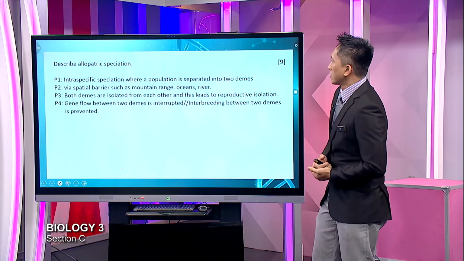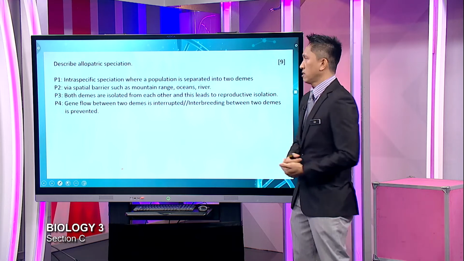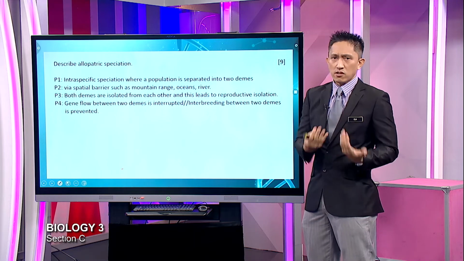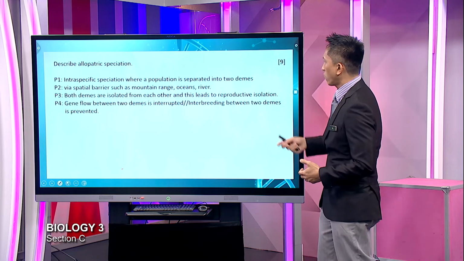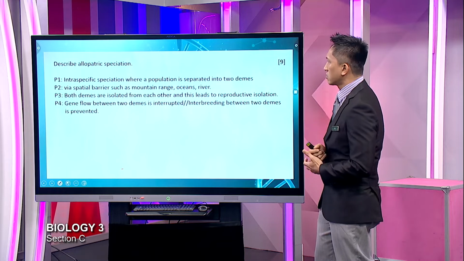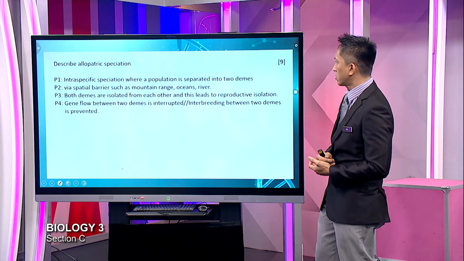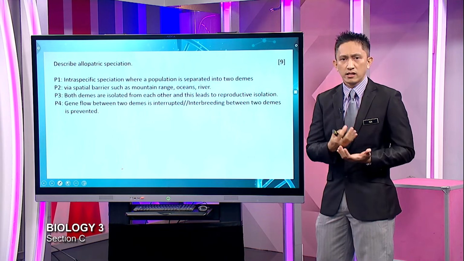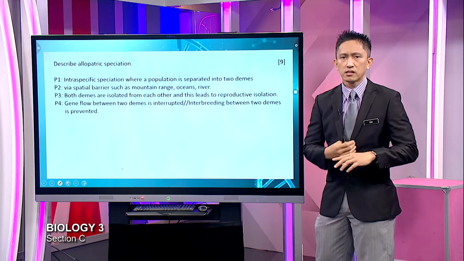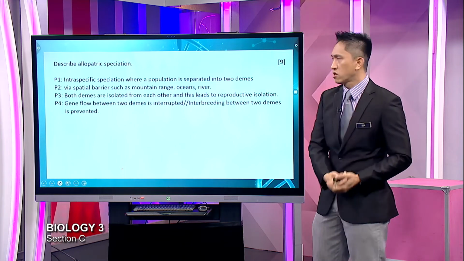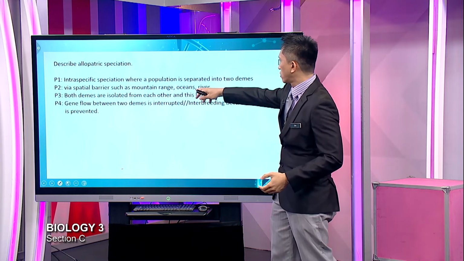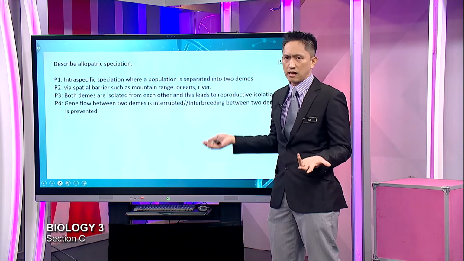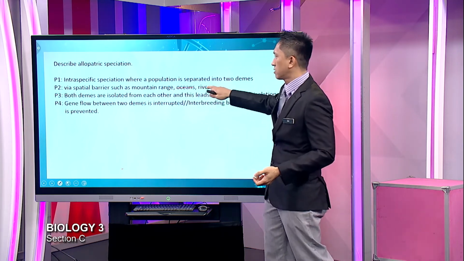So P1 means point number 1. When you're describing allopatric speciation, you can start your essay with intraspecific speciation, where a population is separated into 2 demes via spatial barriers such as a mountain range, oceans, or river. Students, when giving examples, giving 1 example is sufficient in the essay question. You don't have to write all the way from mountain range to oceans and river. For the purpose of teaching, I just give you all the answers that I can think of. So bagi 1 pun cukup dah sebenarnya.